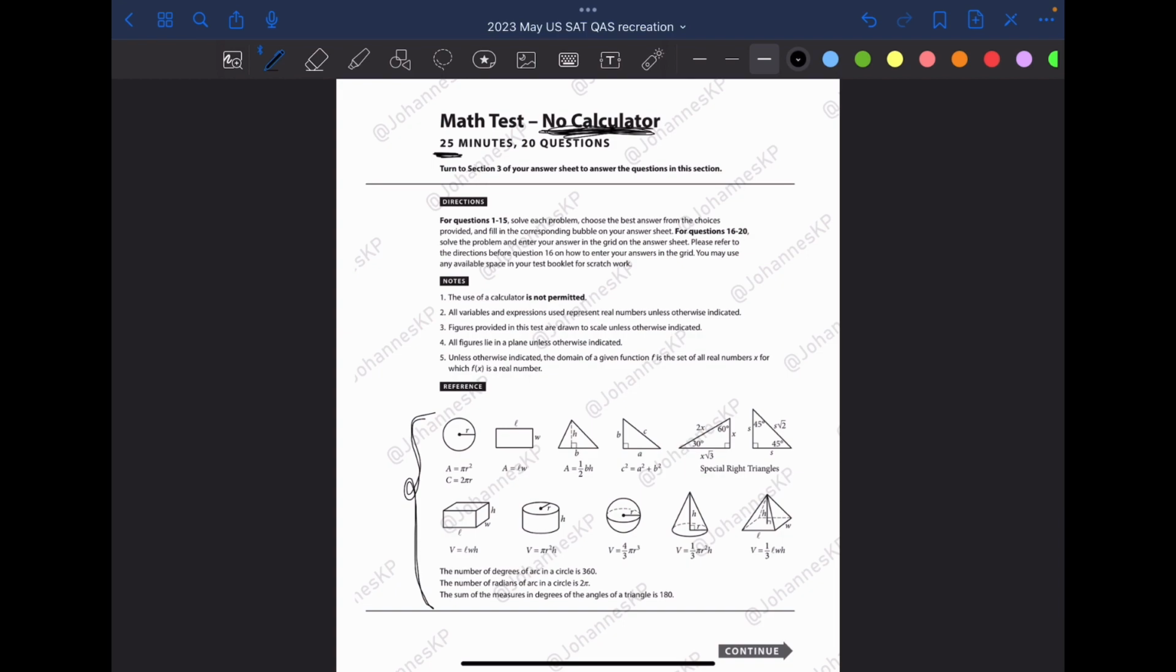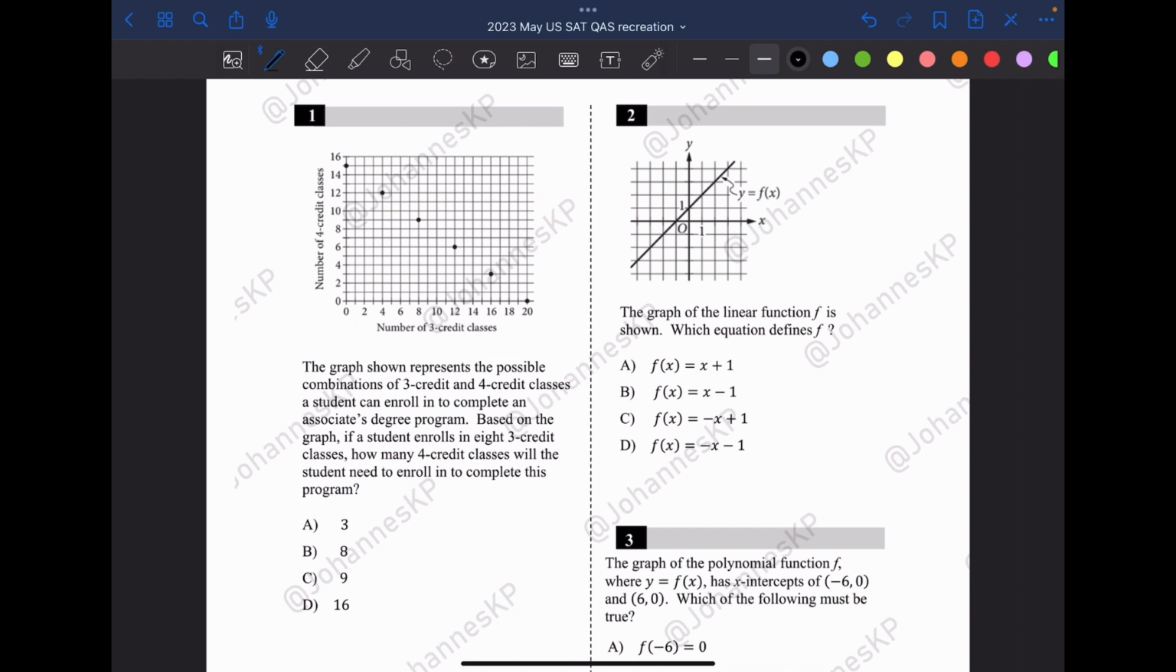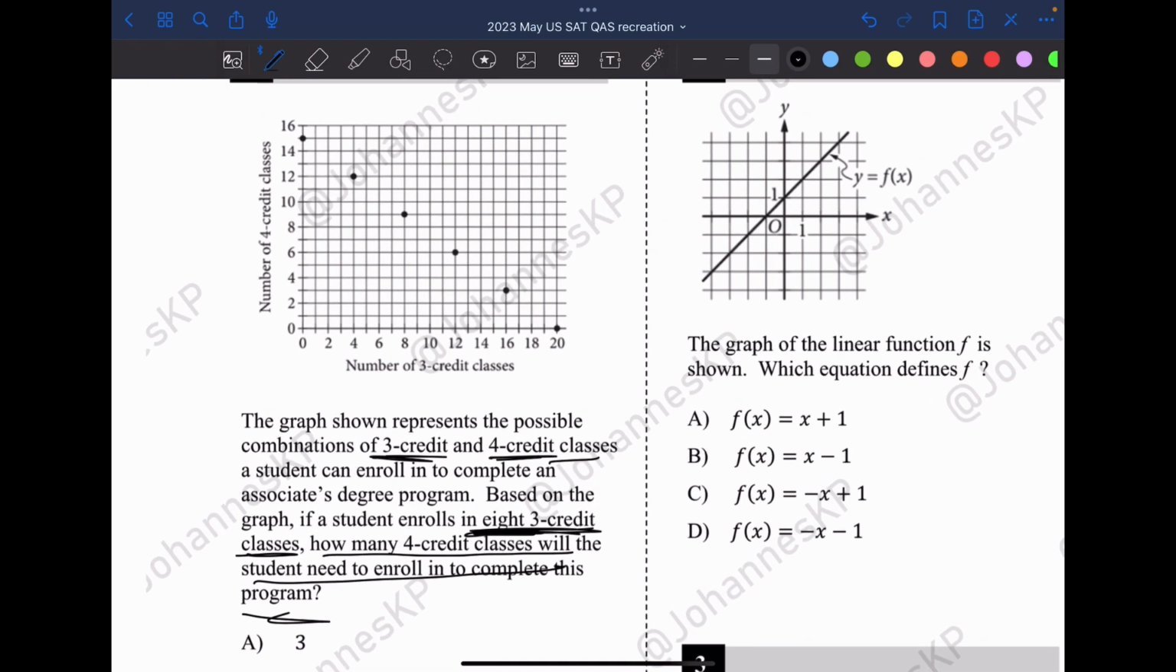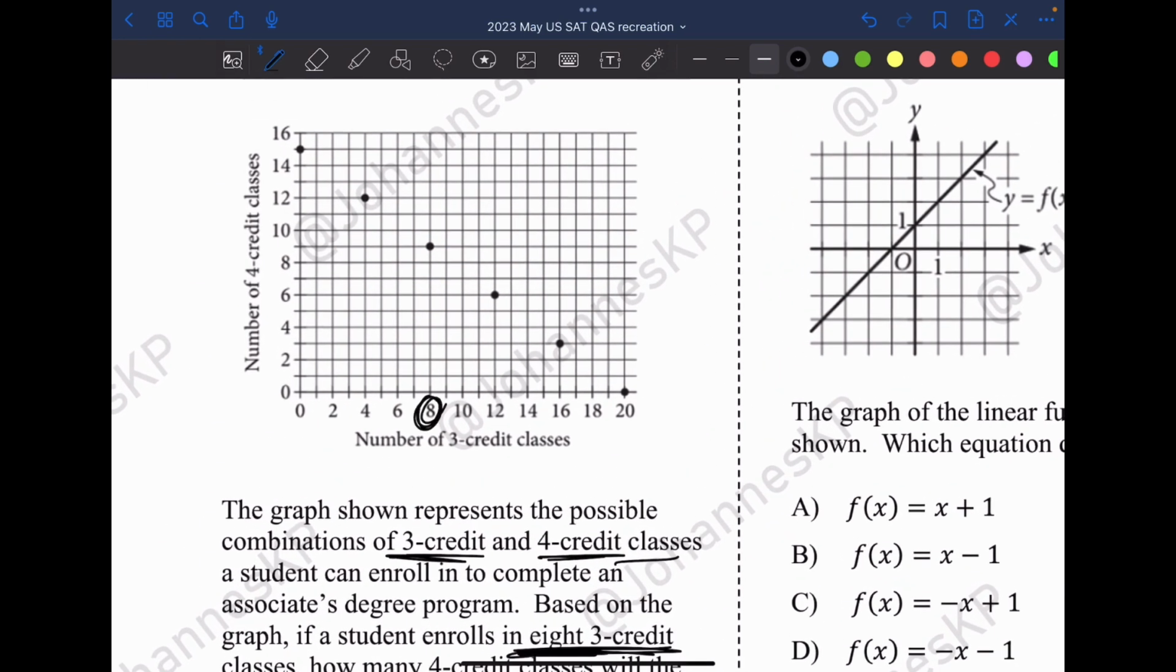Okay, question number 1. First we have a graph here, and it shows the possible combinations of 3 credit and 4 credit classes a student can enroll in to complete an associate's degree program. So a combination of 3 credit and 4 credit classes lets you graduate. The question is, based on the graph, if a student enrolls in 8 3-credit classes, how many 4-credit classes will the student need to enroll in to complete the program? Basically, if you have 8 3-credit classes, how many 4-credit courses do you need to take?